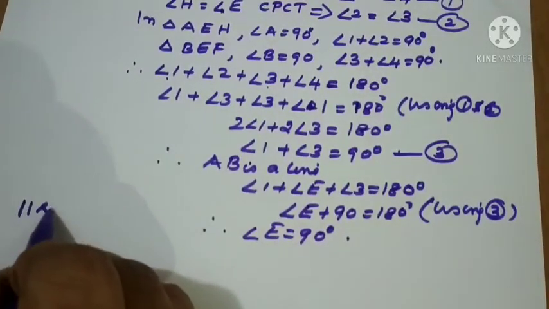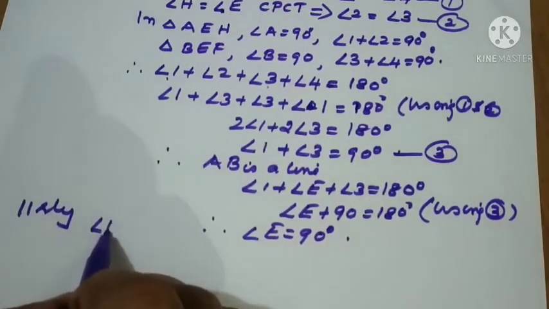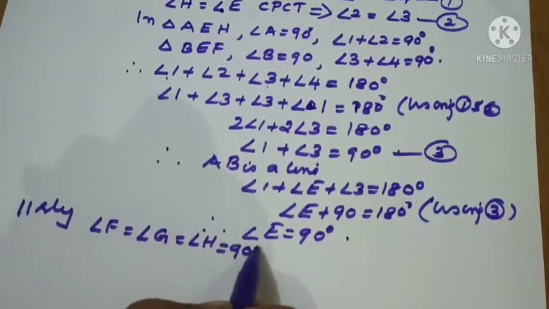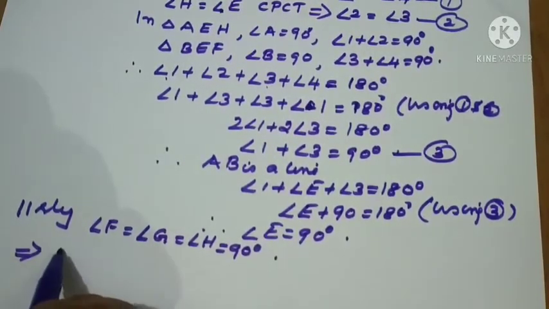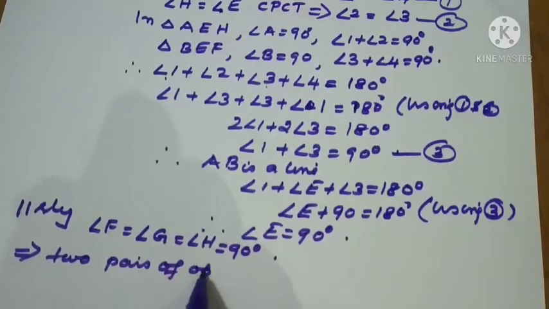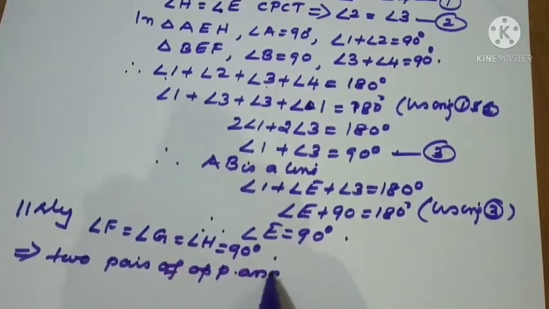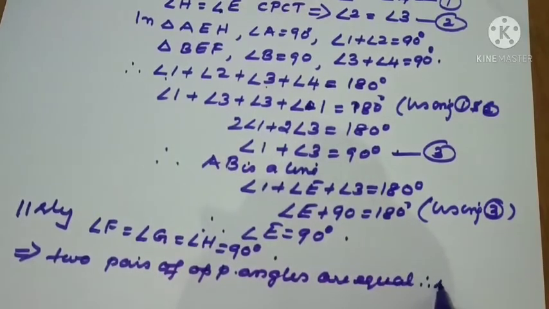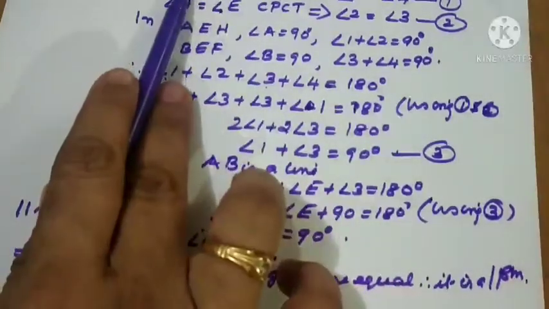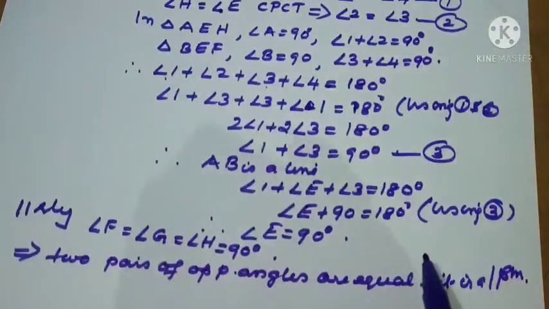Similarly, angle F equal to angle G equal to angle H equal to 90 degrees. So what we can write? Two pairs of opposite angles are equal. Therefore, it is a parallelogram, right? Now, by using CPCT, GH equal to EF, like that we can prove that adjacent sides are also equal.